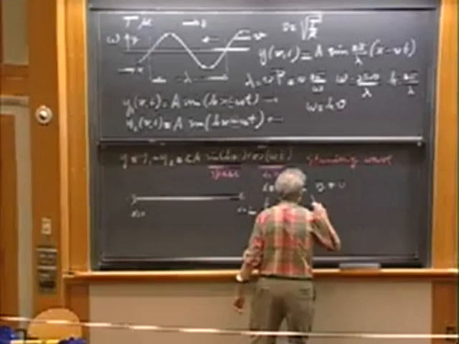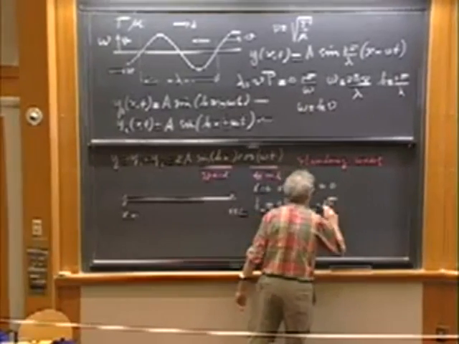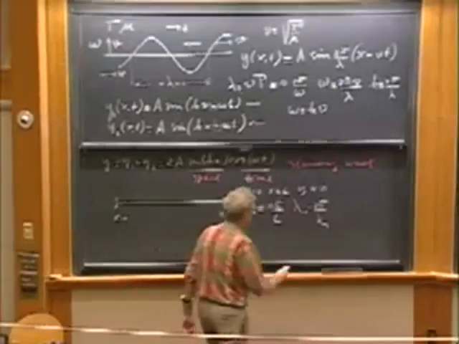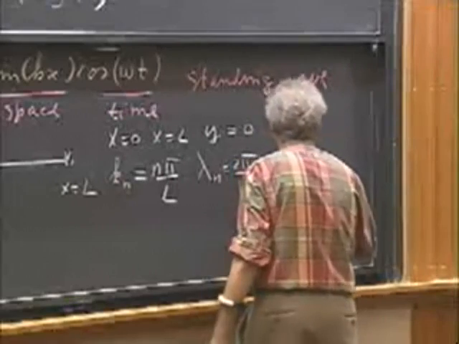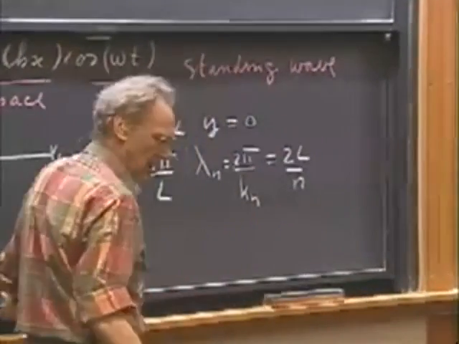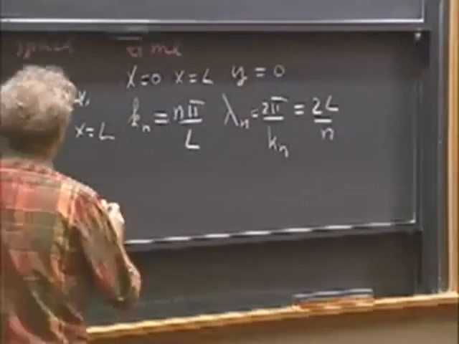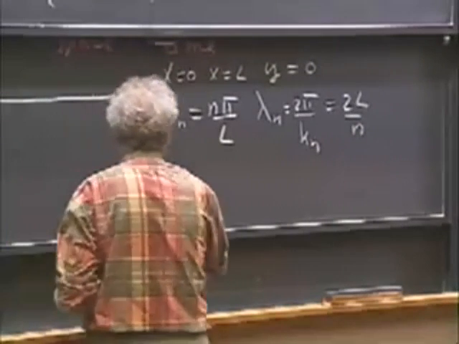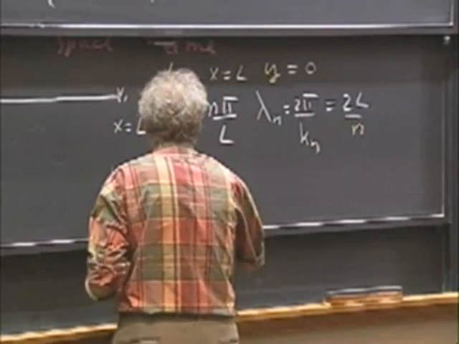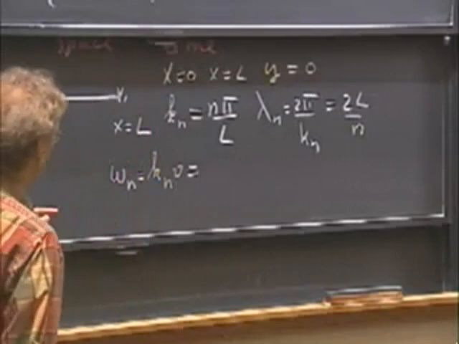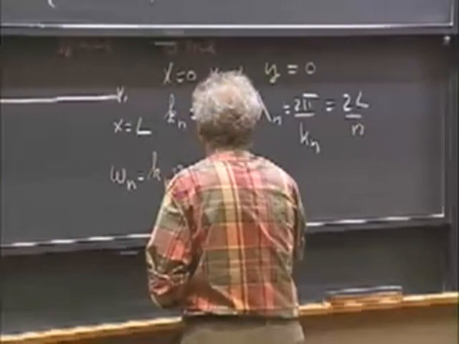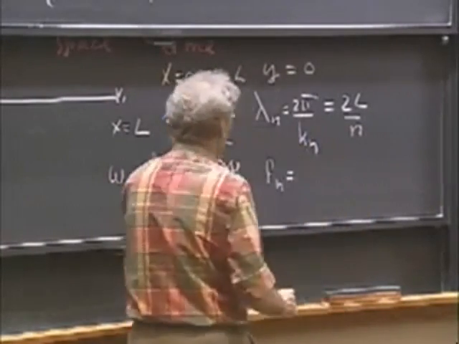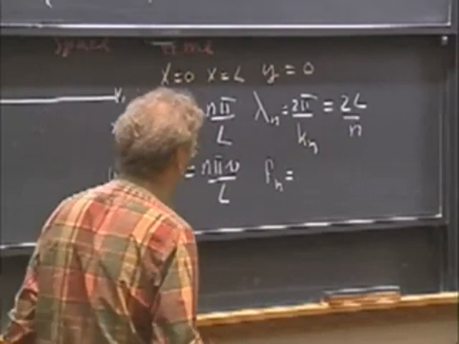So lambda n, which is 2 pi divided by k n, that's the way that I defined k n, then becomes 2L divided by n, n being that 1, 2, 3, 4, 5. Omega n, which is always k n times v, therefore becomes n pi v over L. And the frequency in hertz, if you prefer that, is 2 pi smaller, would become n v over 2L.